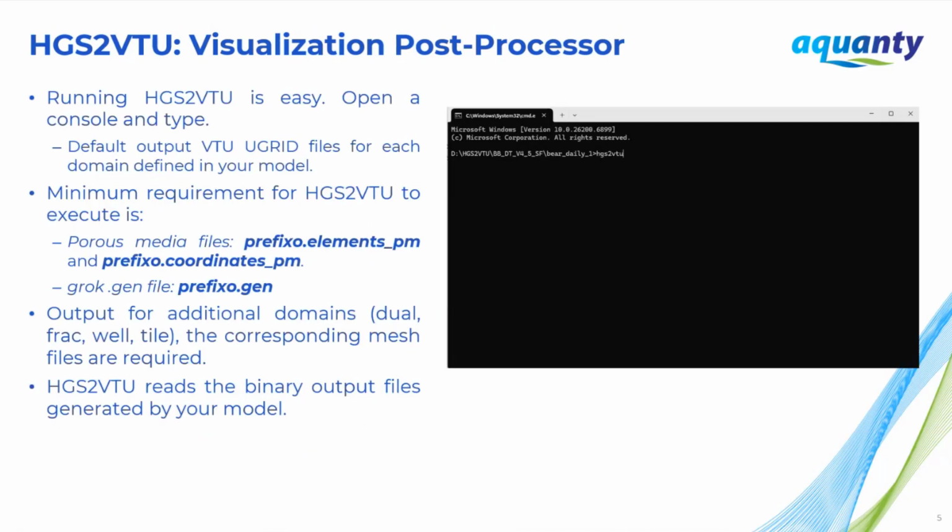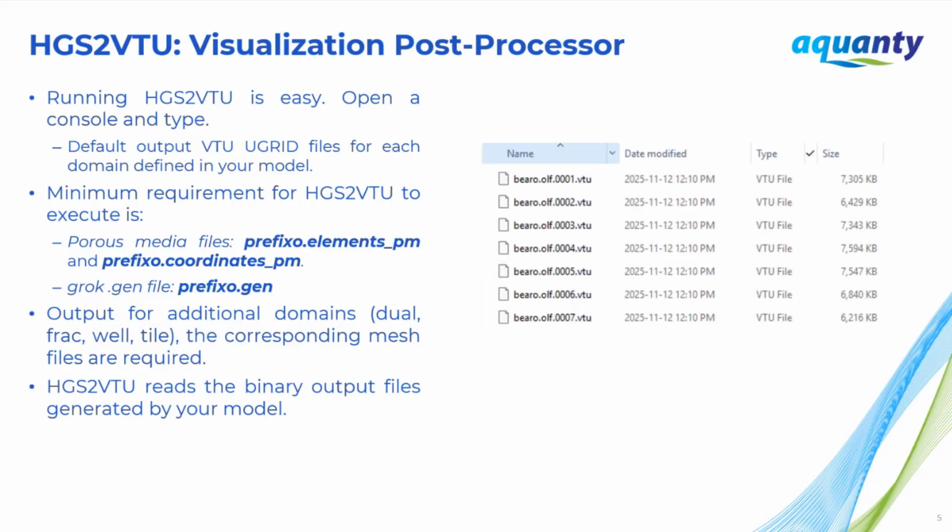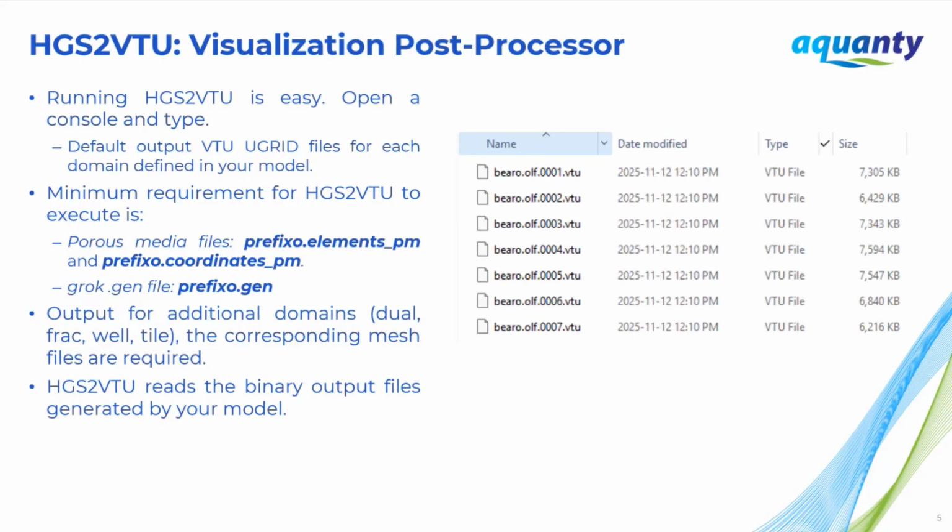So running HGS2VTU is very easy. All you have to do is open a console and type HGS2VTU, just like in the image shown on the right. The VTU file format is the default, and hence we can see all the binary output files converted to the VTU file format, which you can easily view in the ParaView software.